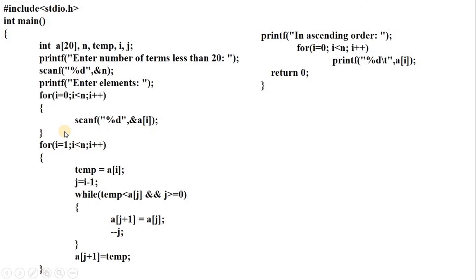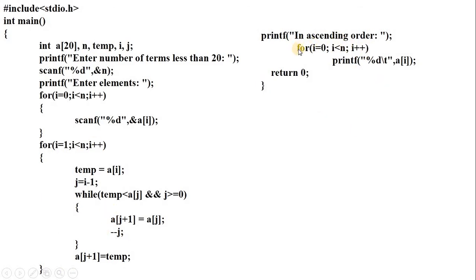So printf enter elements, you have to enter elements using a for loop, because array input can be done using a for loop. And then it has to be incremented from 0 to n minus 1. So that's why you took i is equal to 1, i less than n, that is nothing but n minus 1 only, i plus plus. So you place the first value into temp, and you will initialize or assign j as i minus 1. And now you will check, while temp is less than a of j and j greater than or equal to 0, you will do this. And if it is false, then a of j plus 1 is equal to temp.